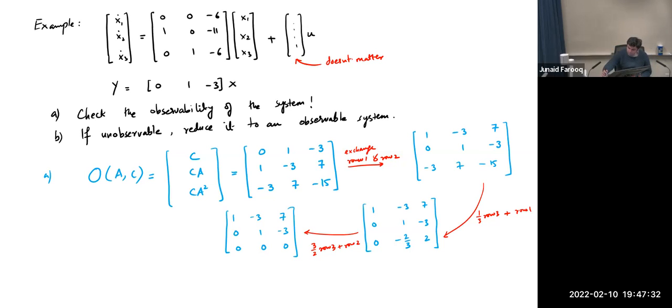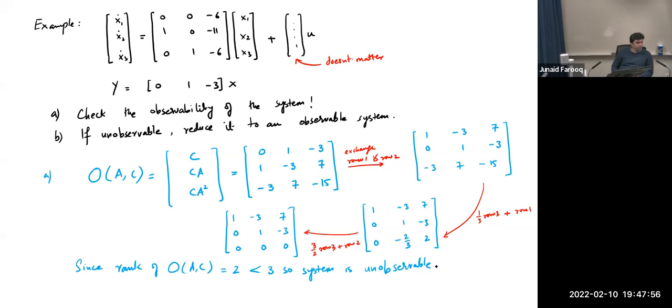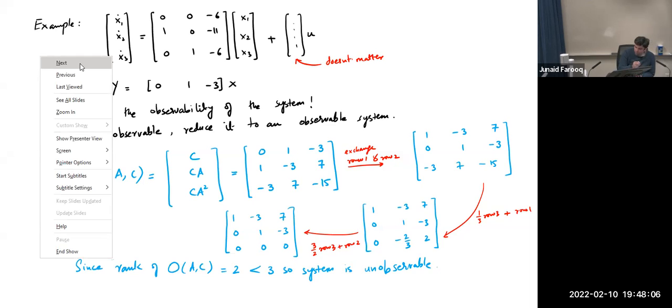Okay, so at least one thing is clear. Since the rank of the observability matrix equals 2, which is less than 3, the system is unobservable. Okay, that's the first part. And the second part is, can we reduce it to an observable system? Let's try to do that.